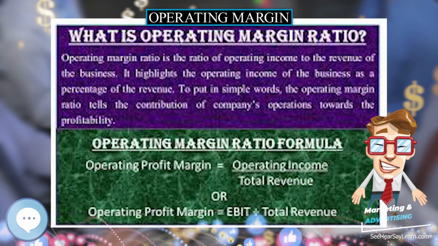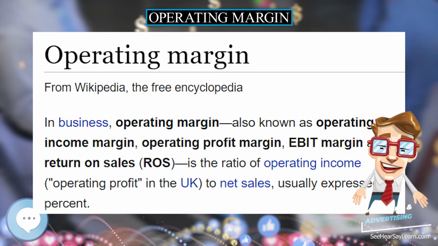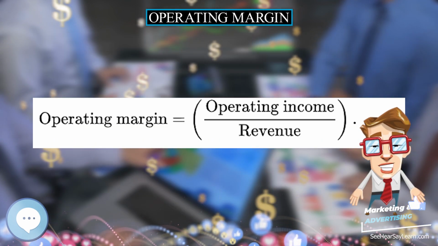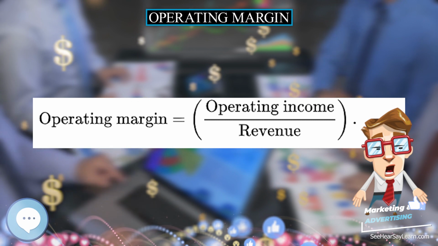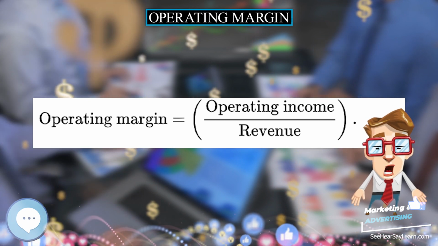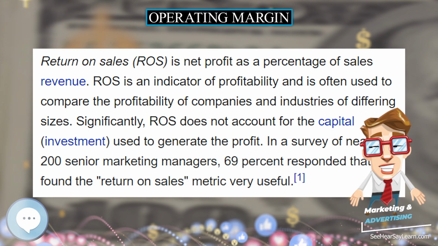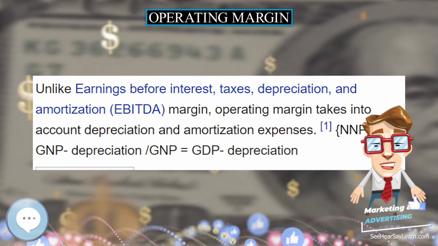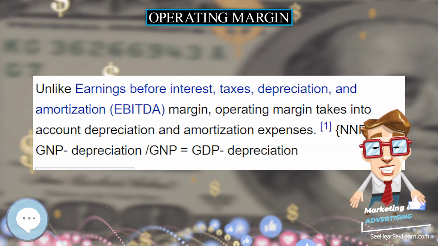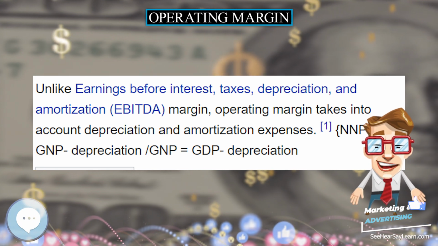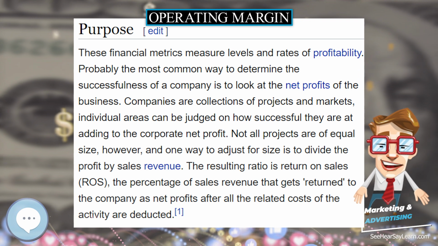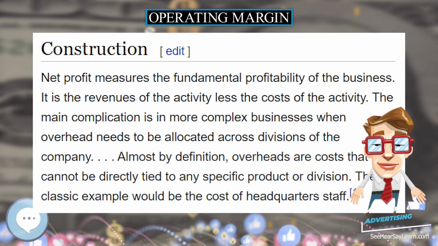Construction. Net profit measures the fundamental profitability of the business. It is the revenues of the activity less the costs of the activity. The main complication is in more complex businesses when overhead needs to be allocated across divisions of the company. Almost by definition, overheads are costs that cannot be directly tied to any specific product or division. The classic example would be the cost of headquarters staff.